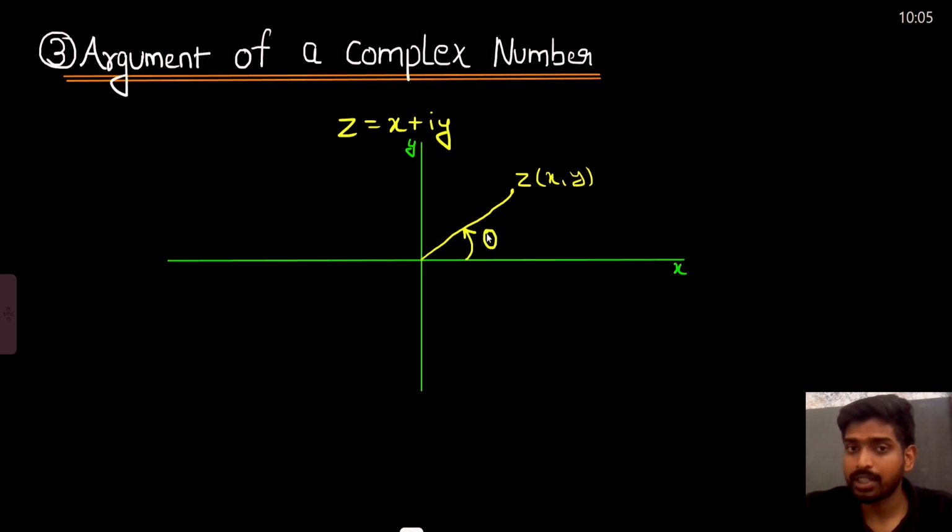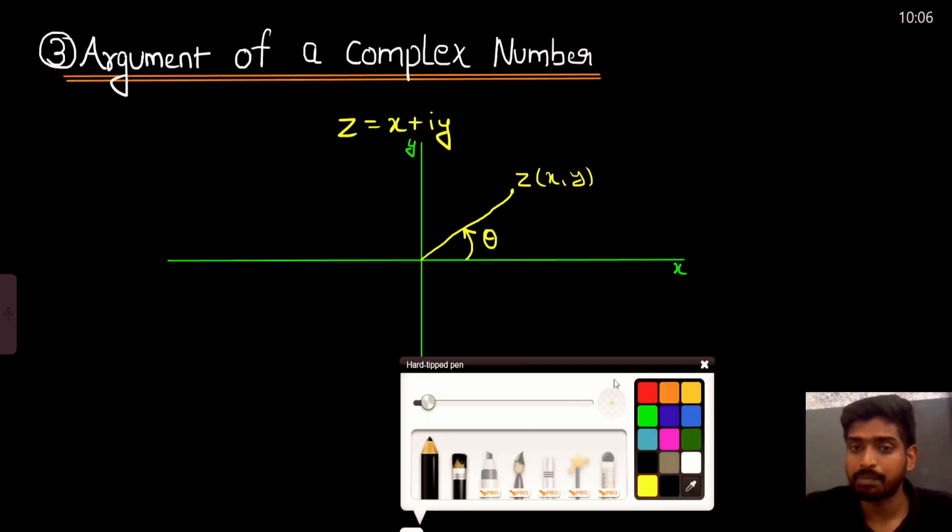This angle I'll assume as theta. Got it? This theta only is known as the argument of the complex number. What is the argument of the complex number? It is the angle made by the line joining the complex number and the origin with the positive direction of x-axis in anti-clockwise direction. So the argument of a complex number represents an angle. Got it?